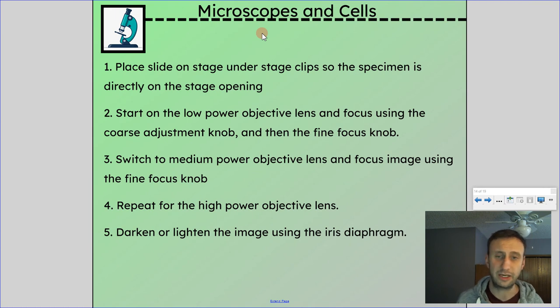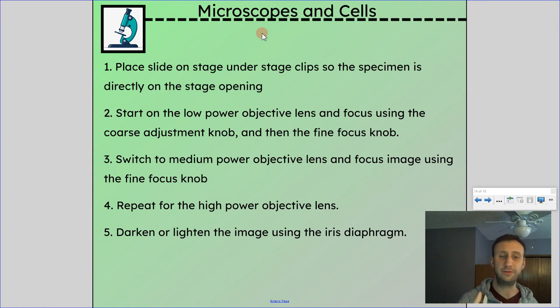Start on the low power objective and focus using the coarse focus knob until you can see the thing, right? And then from there, use the fine focus knob to get a good image. After you've done that, you never touch the coarse focus again. You're done with it. You're only using fine focus.